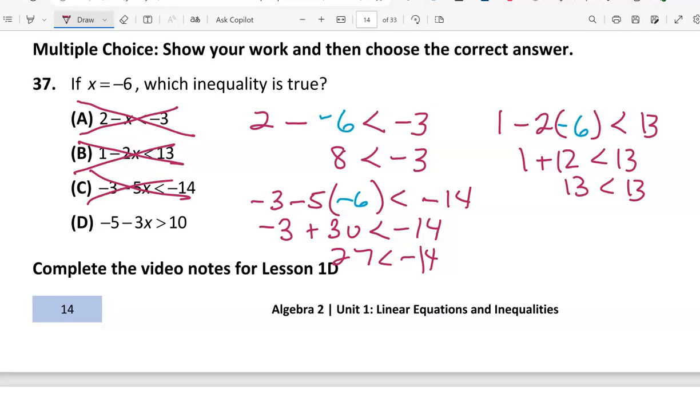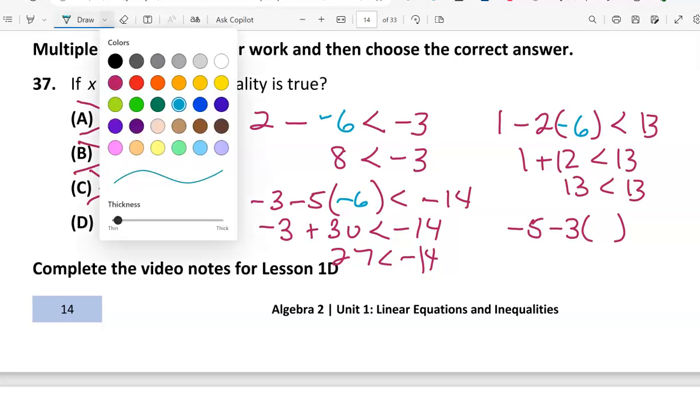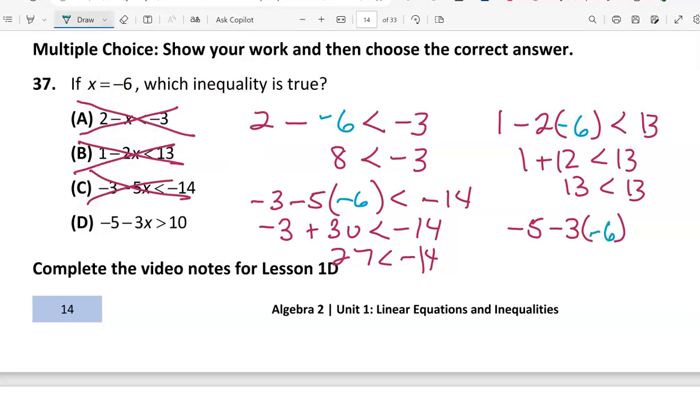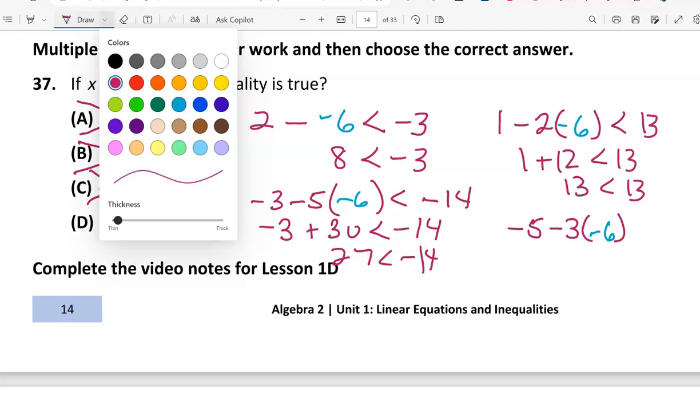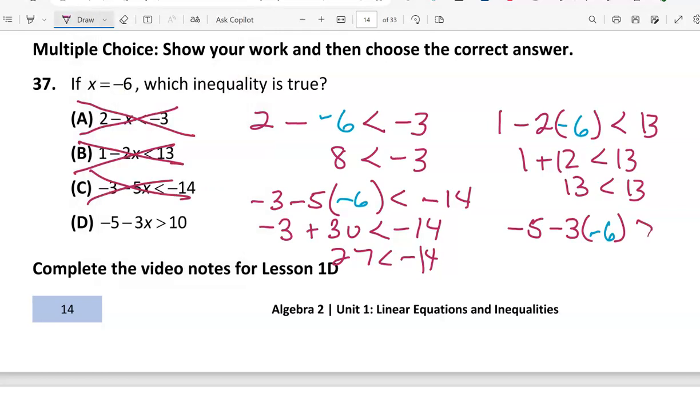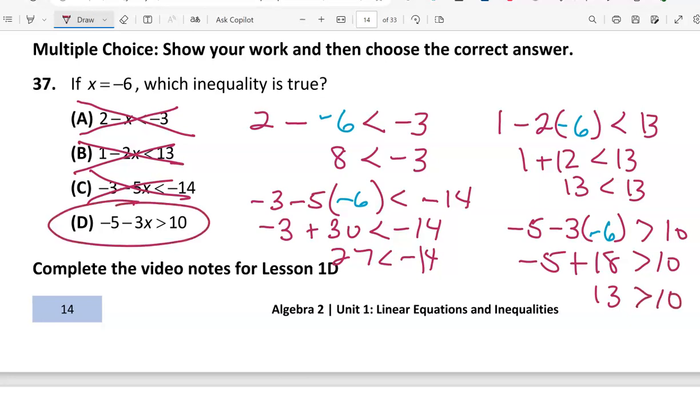Let's try our last one here. Negative 5 minus 3 times negative 6 is greater than 10. Negative 5 plus 18 is greater than 10. That would be 13 is greater than 10. That is a true statement. So negative 6 is a solution to D, or it makes the inequality a true statement.